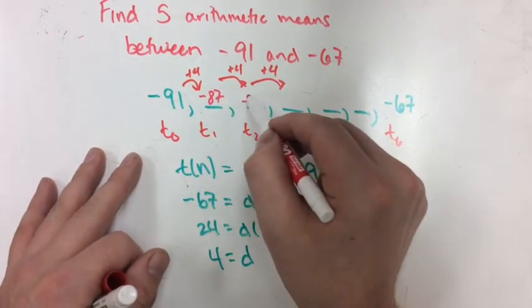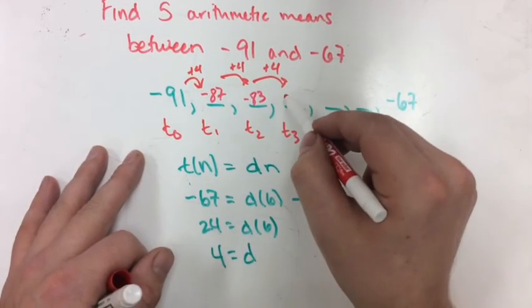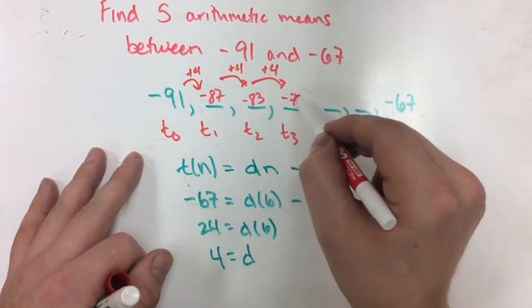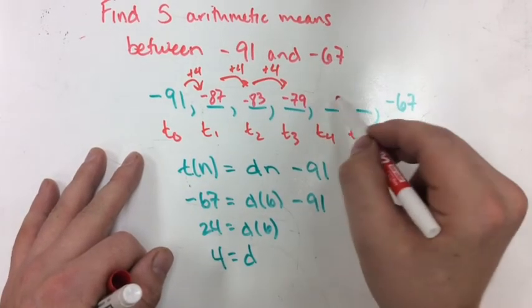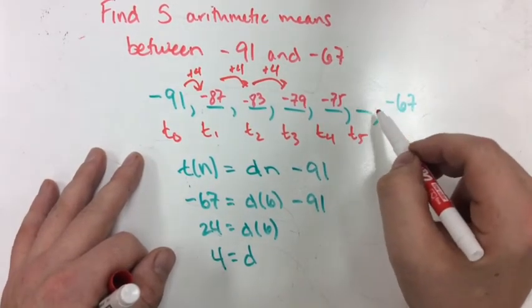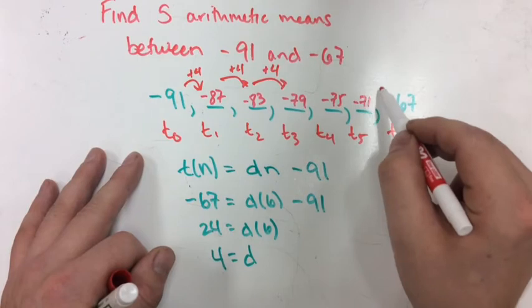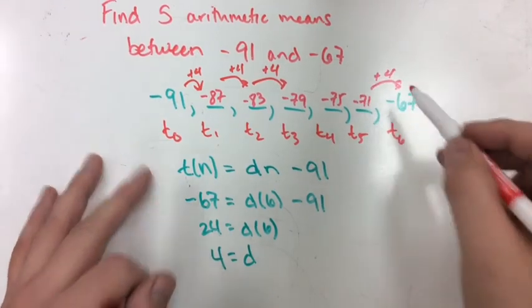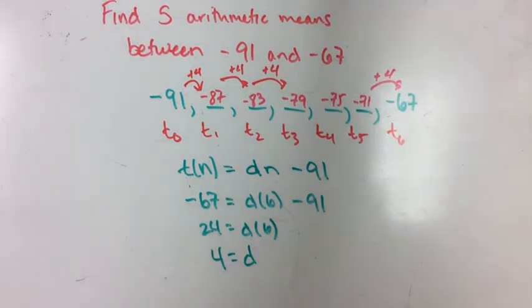So the 5 arithmetic means here would be -87, -83, -79, -75, plus 4 is -71, and plus 4 more, and I get -67. So I've done this correctly, okay?